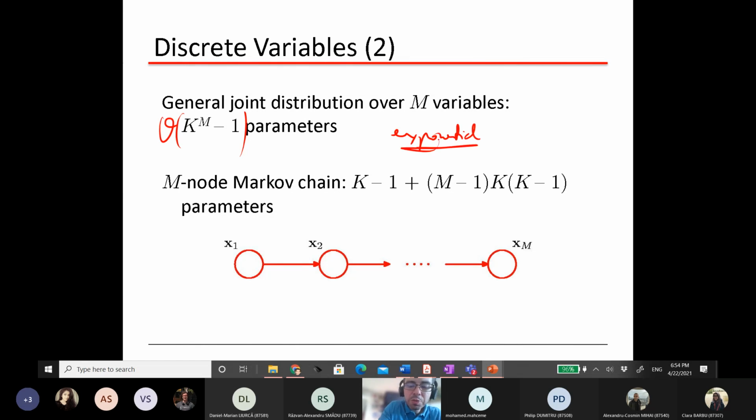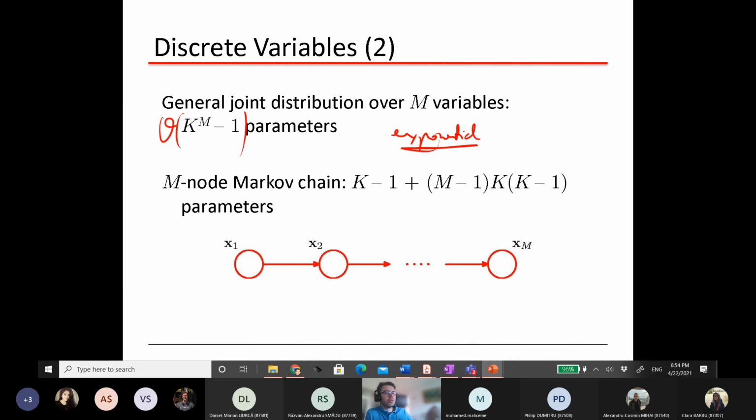We wouldn't actually be able to compute this number of parameters. We wouldn't be able to compute it from a computational point of view. k power m, even if k is 3 and m is 20, is too much. Even if we only have 10 random variables and 3 states, most of the time we could have tens of states or even more. So we couldn't compute.